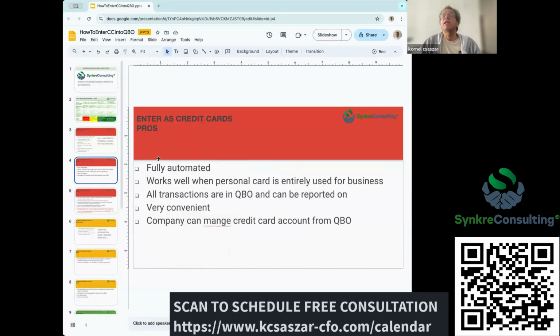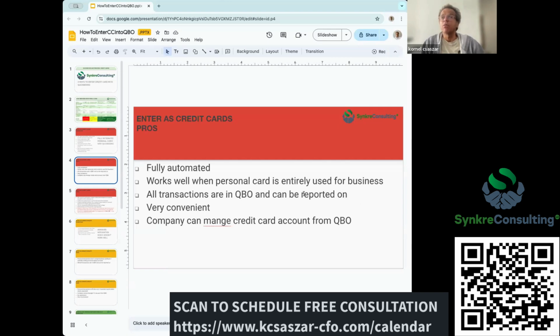So this is the workflow. Let's look at first the good stuff. The good stuff is that it's fully automated. It works well when the personal card is entirely used for business. All transactions are in QBO and can be reported on. So transactions are fully reportable, which is a very important thing for us, because that's how we can analyze costs.